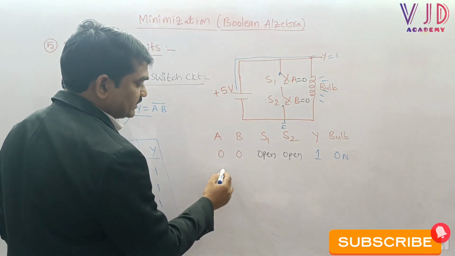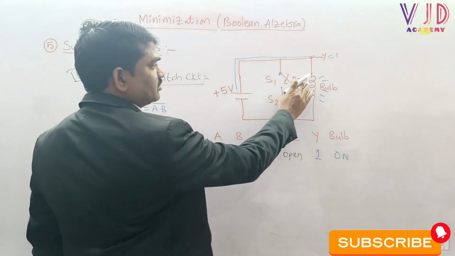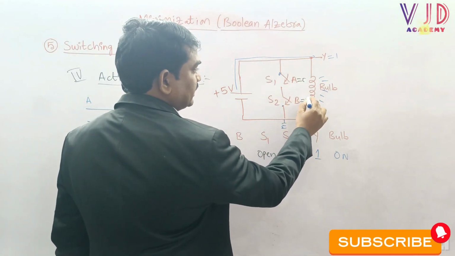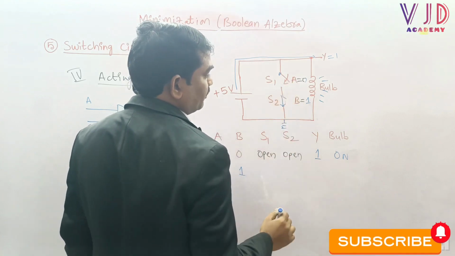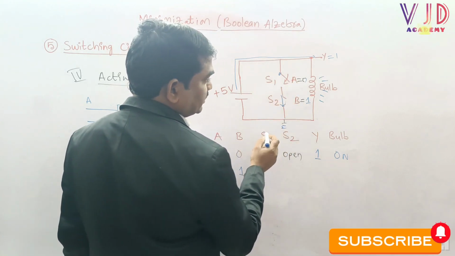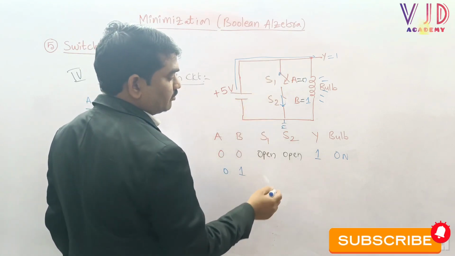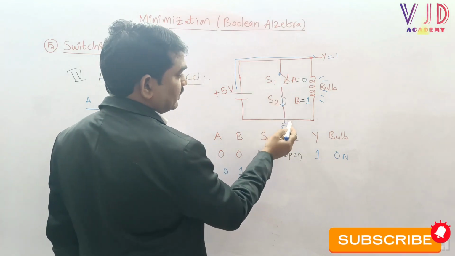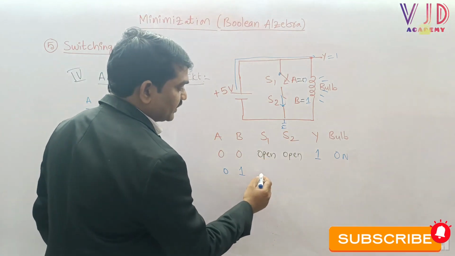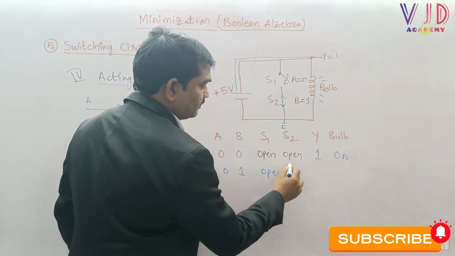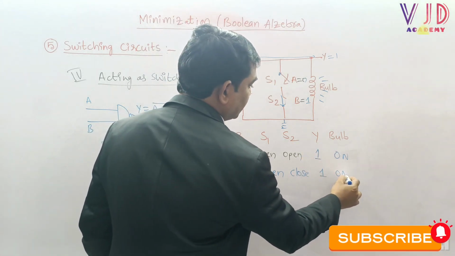Now the second case, sir, here A equal to 0 and B equal to 1. What will happen? Here B will be short circuited and A will be open circuited. Though B is short circuited, because A is open, there is no connection between S1 and ground. Because there is no connection between S1 and ground, the applied 5 volts power supply will go to Y. We can say that A is open and B is closed. Even then the output is 1 and the bulb will turn on.